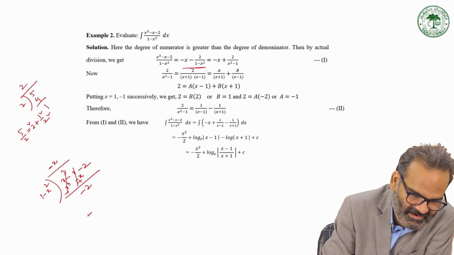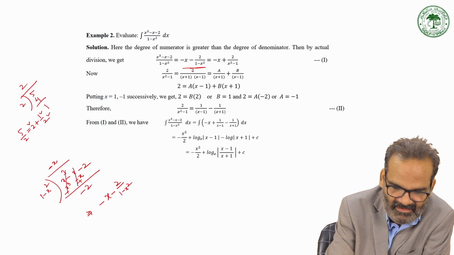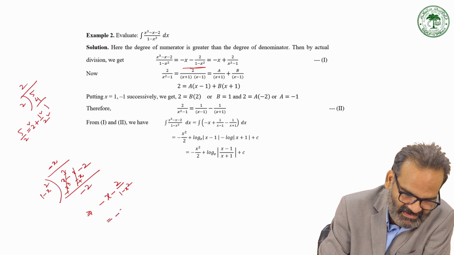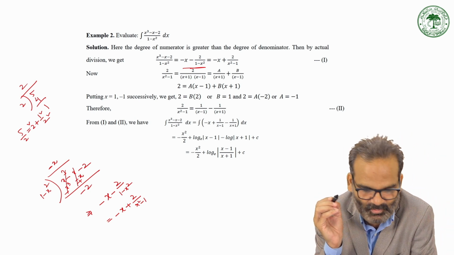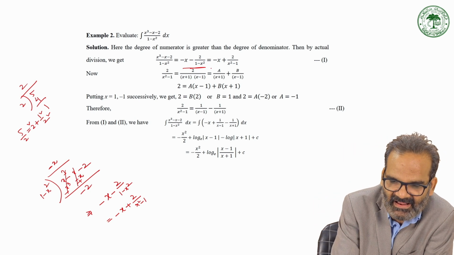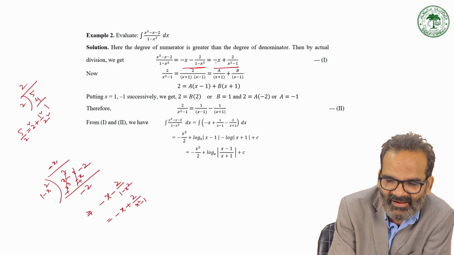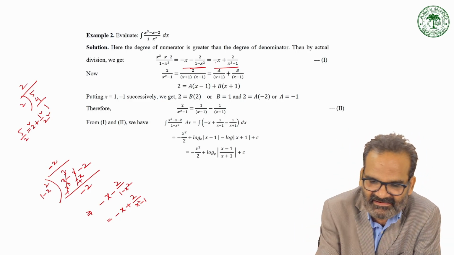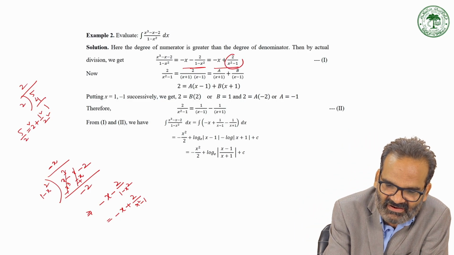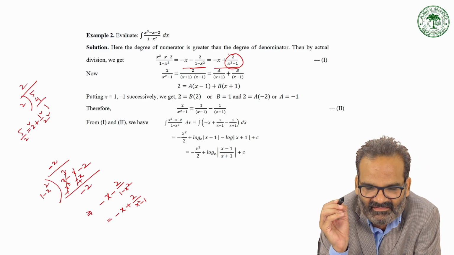So this can be written as minus x minus 2 upon 1 minus x square. Change the sign, and this can be written as minus x plus 2 upon x square minus 1. We have taken the sign out of the denominator. So this function has been transformed to this one. Minus x you can very easily integrate. You have to find the partial fraction of 2 upon x square minus 1.